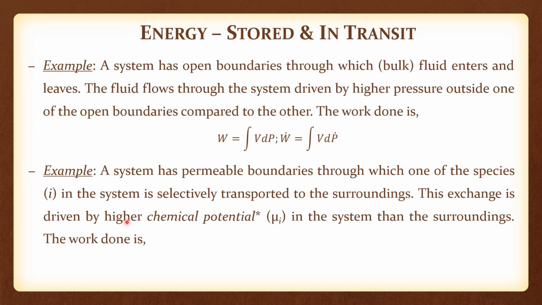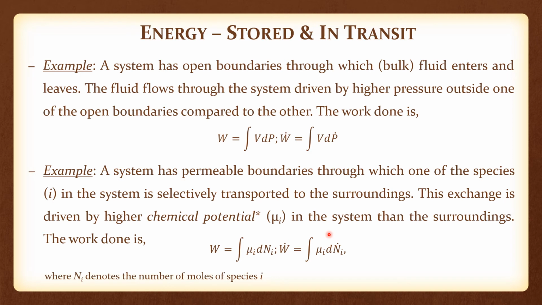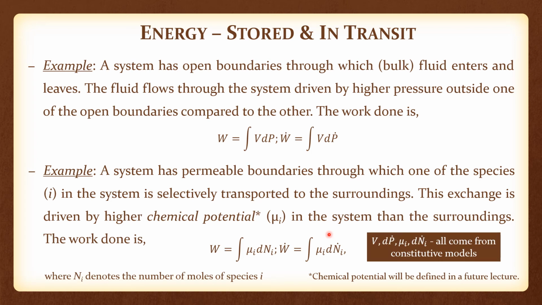This exchange is driven by chemical potential, which, as I said, will be discussed in a separate lecture. There is higher chemical potential in the system than in the surroundings. So the work done is integral mu_i dN_i, where N_i is the change in the number of moles due to this transport. And the rate at which this work is done is integral mu_i dN_i dot, where dN_i dot is the rate at which N_i is changing with time. N_i denotes the number of moles of species i. Chemical potential will be defined in a future lecture. So your V dP dot and mu_i dN_i dot all come from constitutive models.